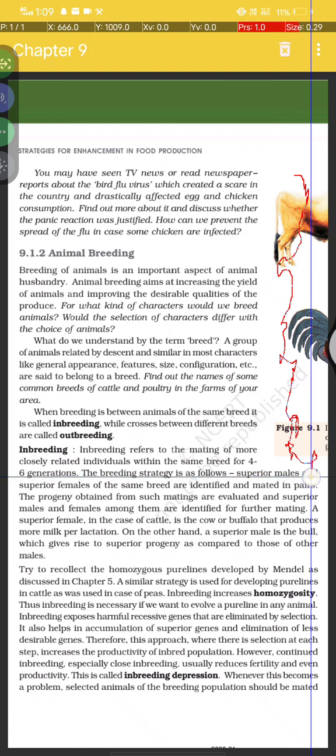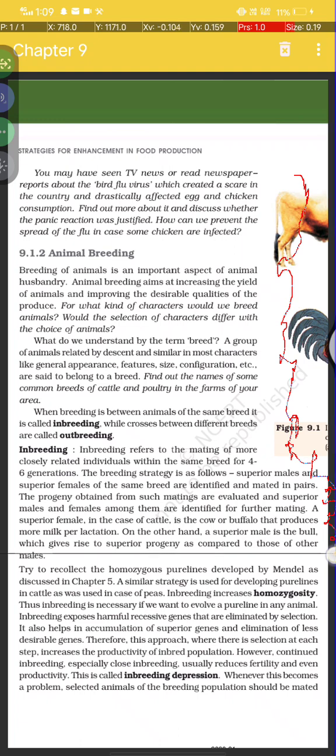for 4 to 6 generations, and the breeding strategy is as follows. Superior males and superior females of the same breed are identified and mated in pairs, and the progeny obtained from such mating are evaluated, and superior males and females among them are identified for further mating. A superior female in the case of cattle is the cow or buffalo that produces more milk per lactation. On the other hand, a superior male is the bull which gives rise to superior progeny as compared to other males.